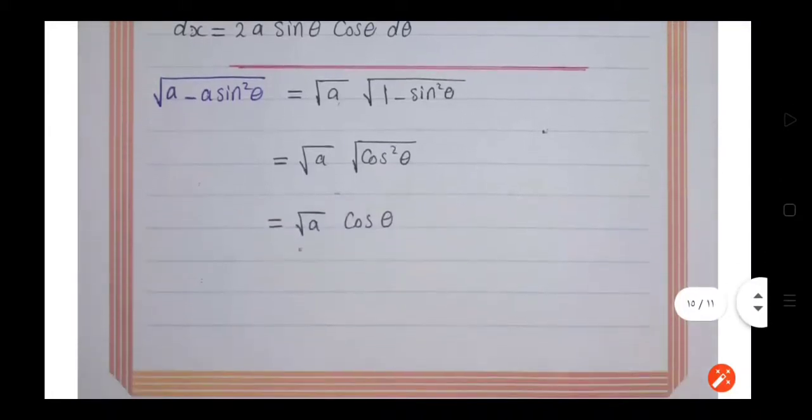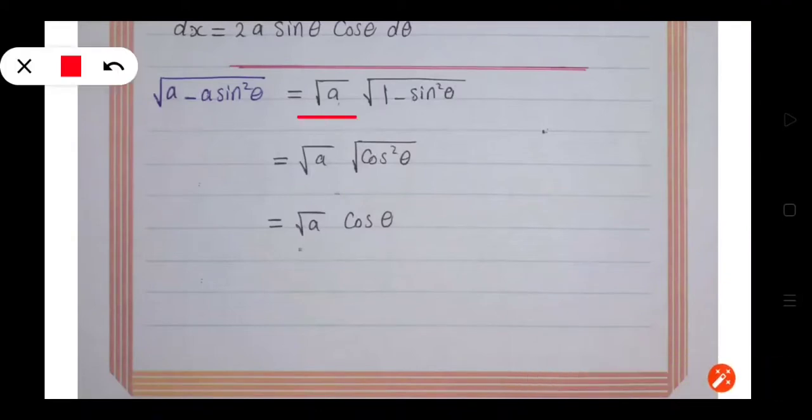Now put x by a sine squared and take a as a common factor and take it outside. It gives root a. 1 minus sine squared is cosine squared. We can cancel the 2 by the square root. It gives cosine theta. Now we notice that we cancel the square root. That means that it's a possible trigonometric substitution for this example.